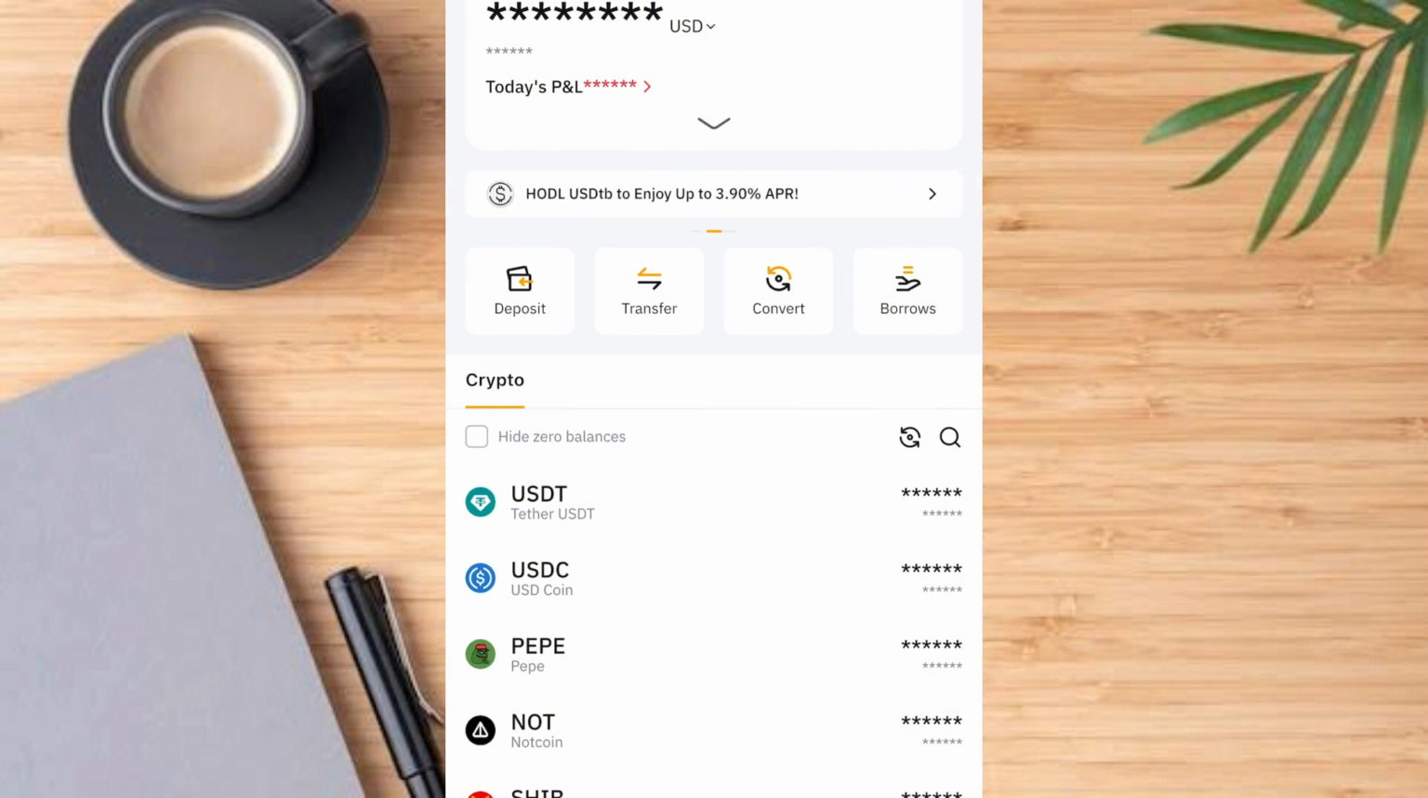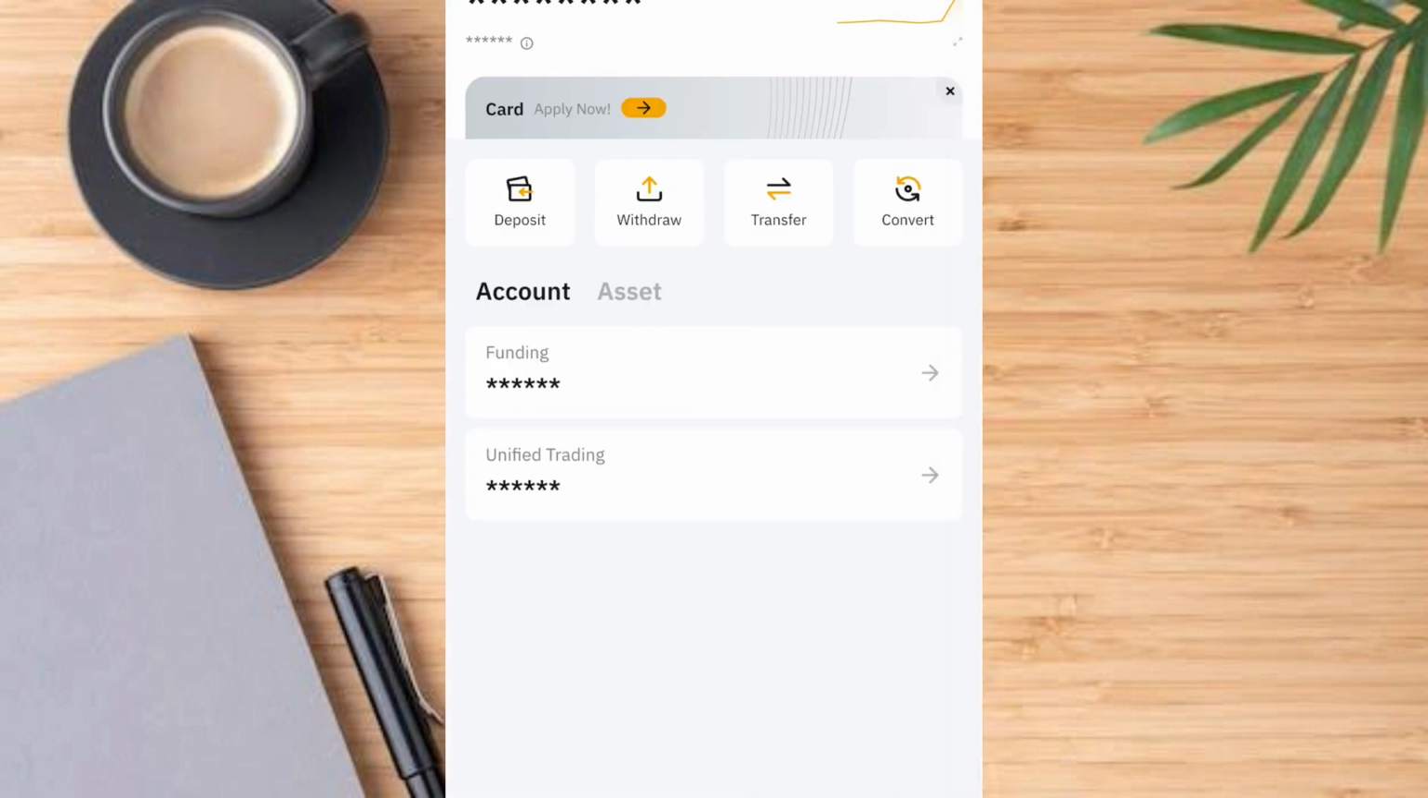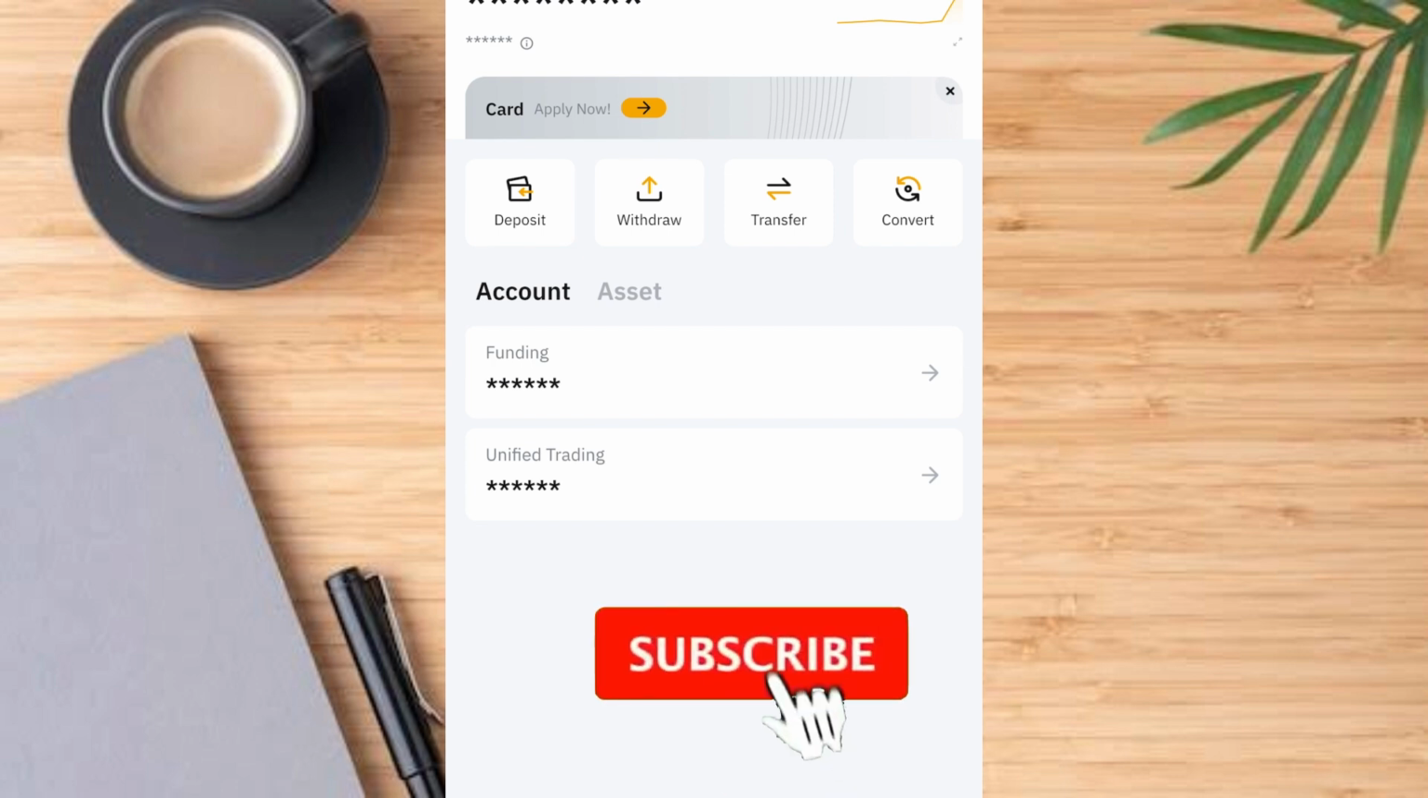So guys, this is the process on how to trade spot trading as a beginner on ByBit.